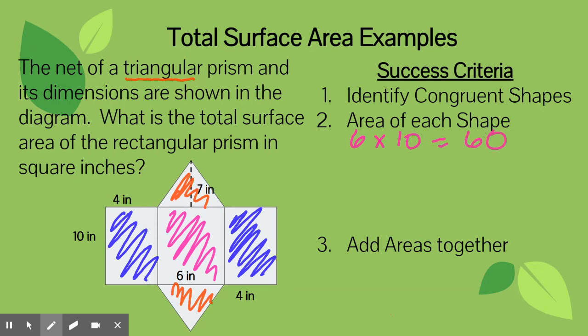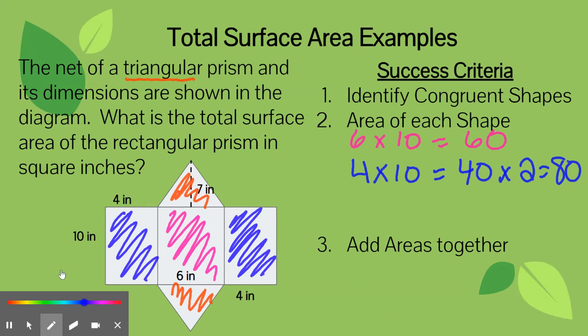That gives me 60. And then I'm doing 4 by 10 for one of them. That's 40. And then we have 2 of them. So we're going to do times 2, which is 80. Okay. And then we're doing red. Okay.